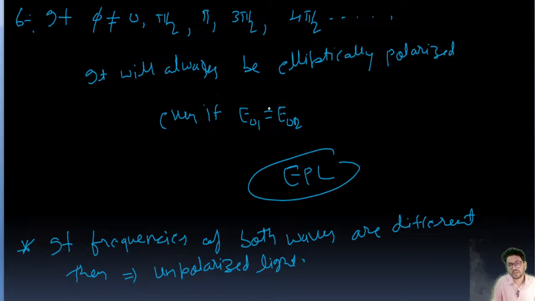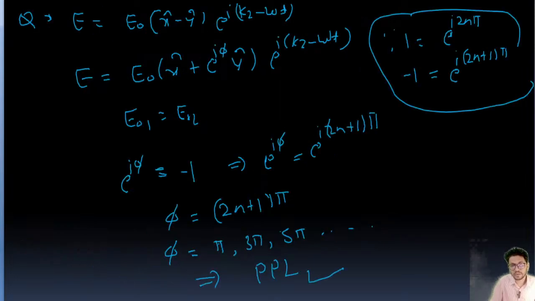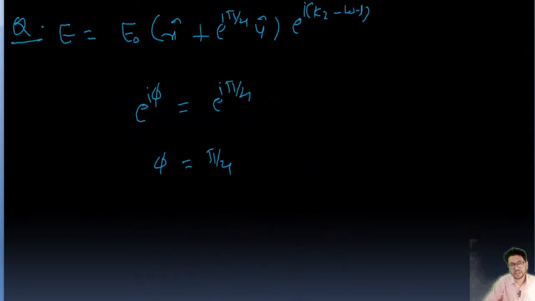Even if this is equal or not, that doesn't matter. Even if it is equal, still, in this case you can see phi is pi by 4. So directly we can write: elliptically polarized, EPL, elliptically polarized. It doesn't matter if this is equal or not.